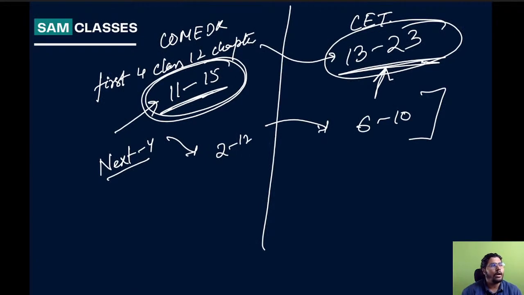Clear? So a lot of difference is there in this 2 part for the CET and Comedk. So you can target based on that. The chapters which you're finding it, okay, this is good, it's compulsory coming, you can take that. Rest you can leave it. Okay.